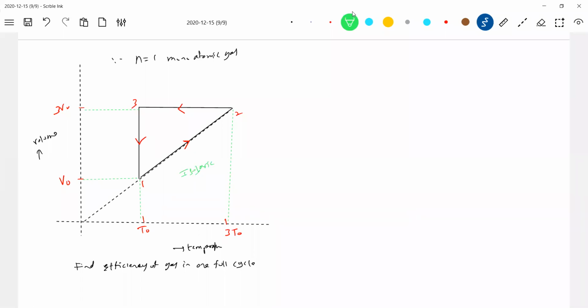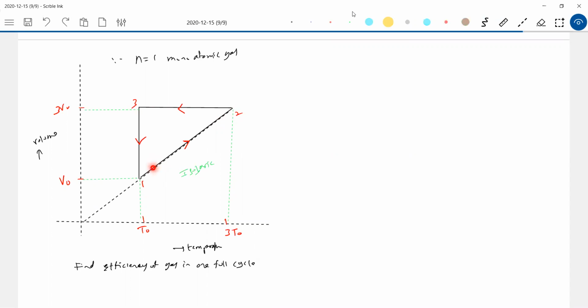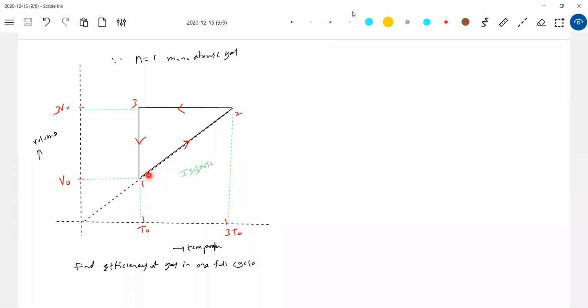Is it rejected or absorbed? Anybody wants to answer? Path 1, 2, I'm asking this one. In path 1, 2, is it absorbed or rejected? Pressure is constant as temperature increases, isobaric heating. So it will be absorbed, Q1, 2. Okay, after this, what about Q2, 3? Isochoric cooling, it is rejected.